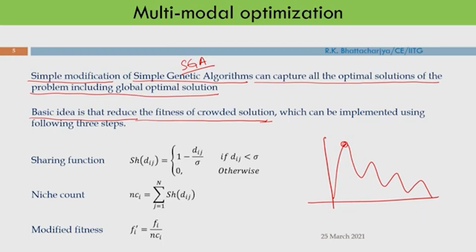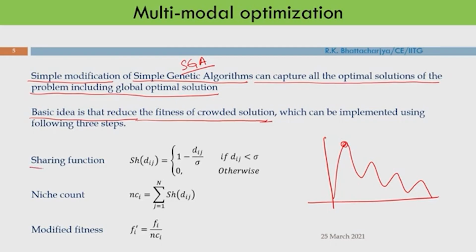So, in that case what will happen? Any solution you take here is a crowded solution. Now, I do not need all the solutions at this particular point, so I will reduce the fitness of this crowded solution, which can be implemented using the following 3 steps.